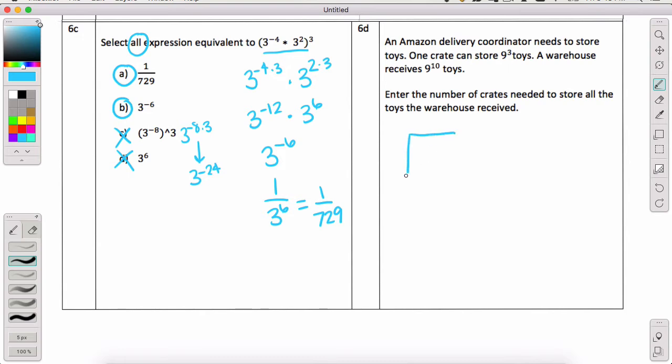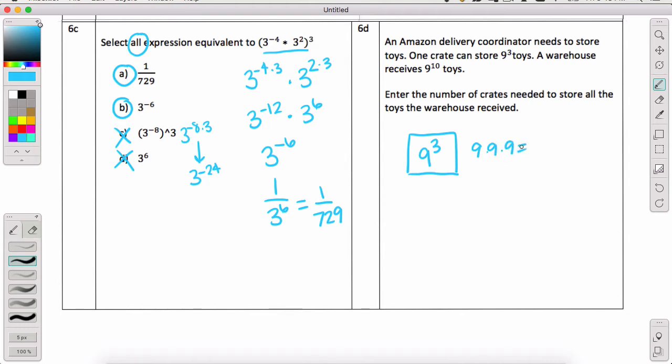So I'm going to draw a little crate here. In that crate, we can have 9 to the 3rd toys. A warehouse receives 9 to the 10th toys. Now that's a lot of toys. I want you to think about that for a second. 9 to the 3rd means 9 times 9 times 9.